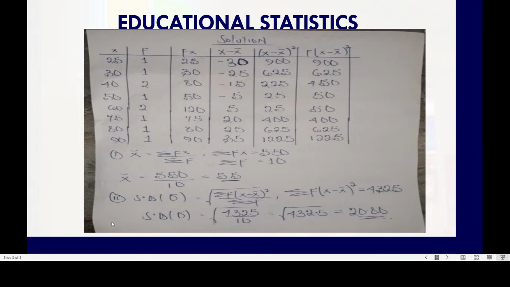So which is the summation f into x minus x bar squared. If you sum it, we are going to have 4325 according to this data we have. But if you go through the correct data, it ought to be 4320.